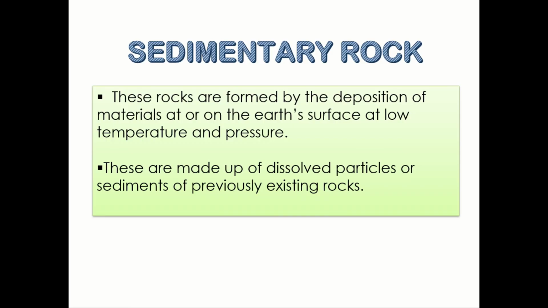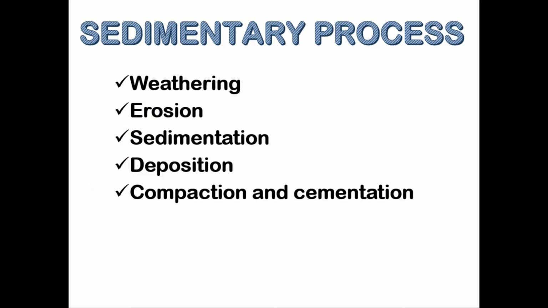So the next type of rock is sedimentary rock. These rocks are formed by the deposition of materials on the Earth's surface at low temperature and pressure. They are made up of dissolved particles or sediments of previously existing rocks. So let's find out how sedimentary rocks are formed. Sedimentary rocks undergo the sedimentary process, which is composed of weathering, erosion, sedimentation, deposition, compaction, and cementation. It's a very long process on how our sedimentary rocks are formed.